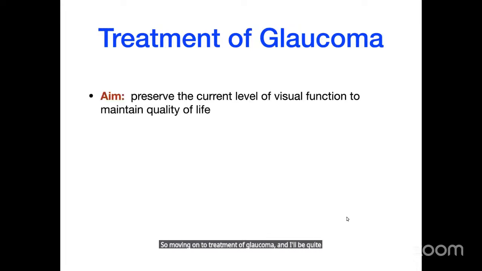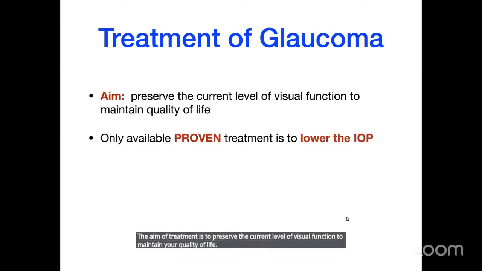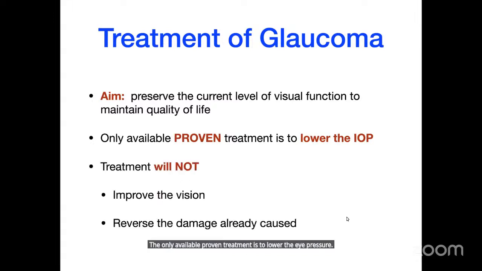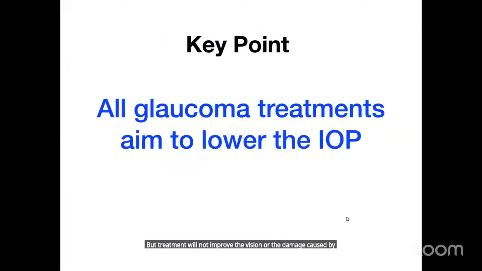So moving on to treatment of glaucoma, and I'll be quite brief on this. The aim of treatment is to preserve the current level of visual function to maintain your quality of life. The only available proven treatment is to lower the eye pressure, but treatment will not improve the vision or the damage caused by the glaucoma already.